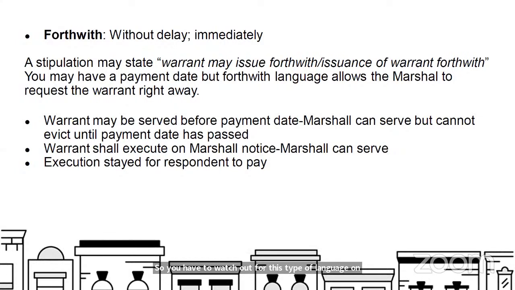Forthwith means without delay, so immediately. A stipulation may state "warrant may issue forthwith" or "issuance of warrant forthwith." You may have a payment date, but forthwith language allows the marshal to request the warrant right away. In housing court, there are two permissions necessary before you can be evicted. First, the landlord requests the permission, and then the marshal themselves have to request permission from the courts to come and give you the marshal's notice. What the forthwith language allows is that the marshal can submit that request right away. They don't have to wait until the payment date is over.